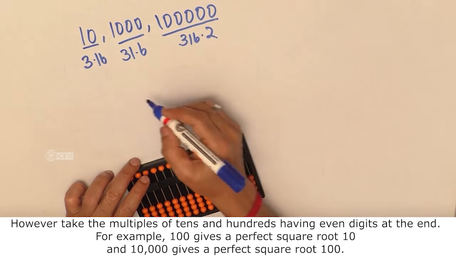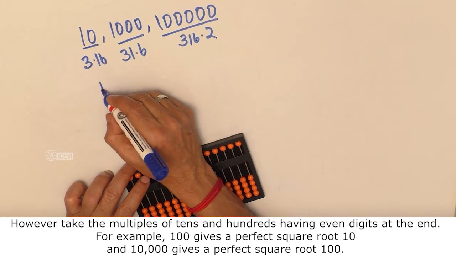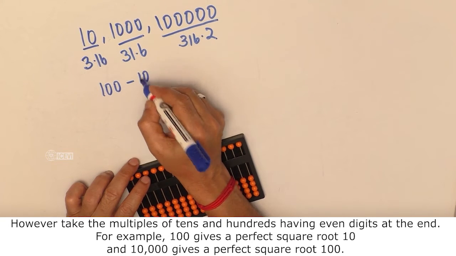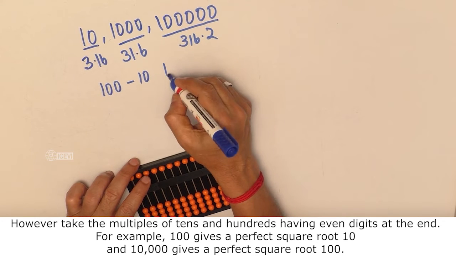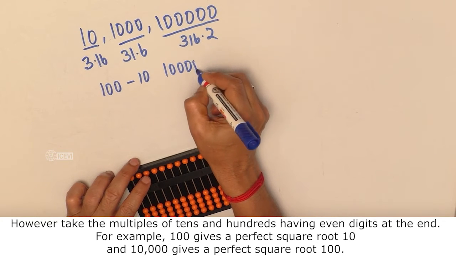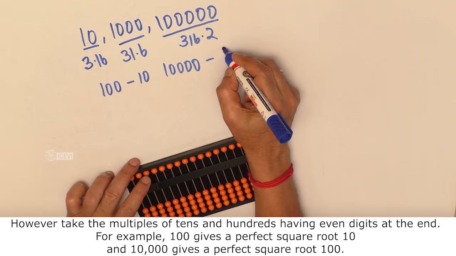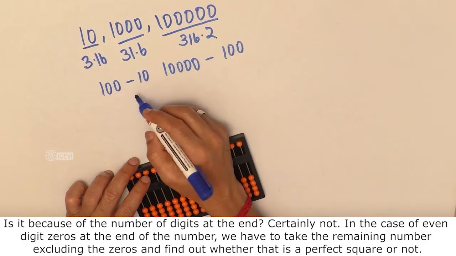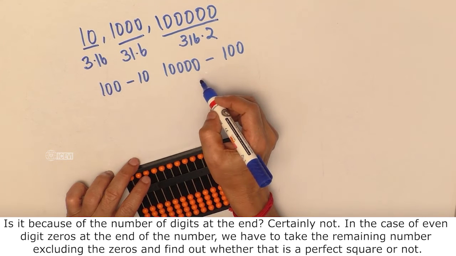For example, 100 gives a perfect square root 10, and 10,000 gives a perfect square root 100. Is it because of the number of zeros at the end?